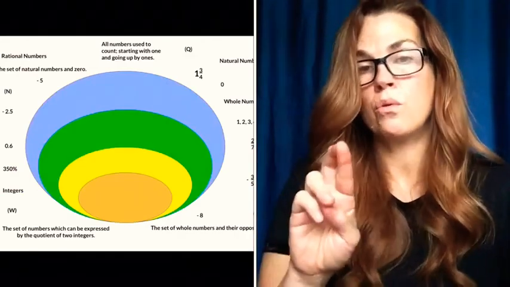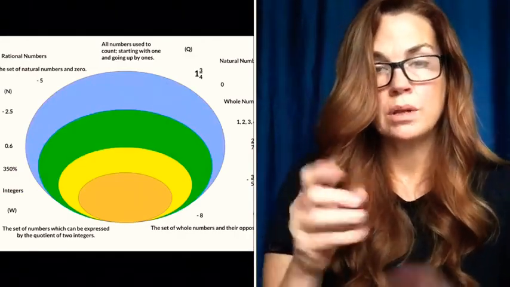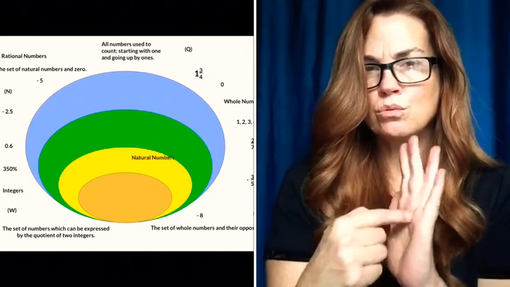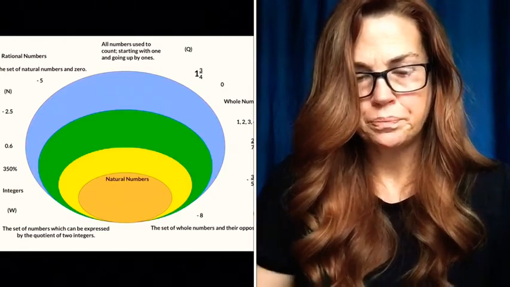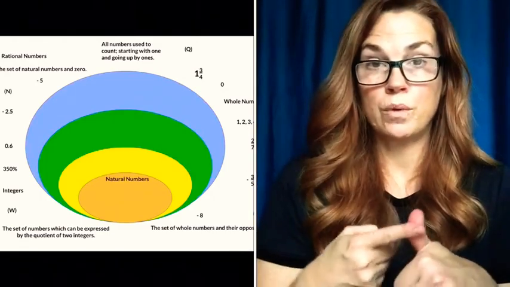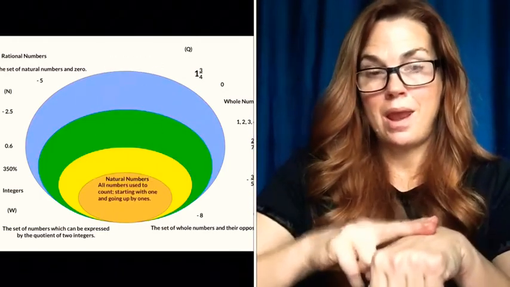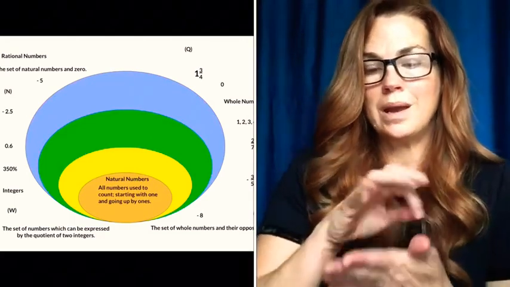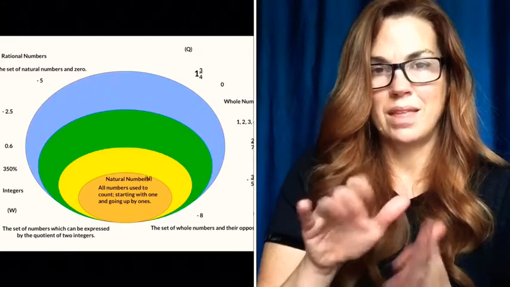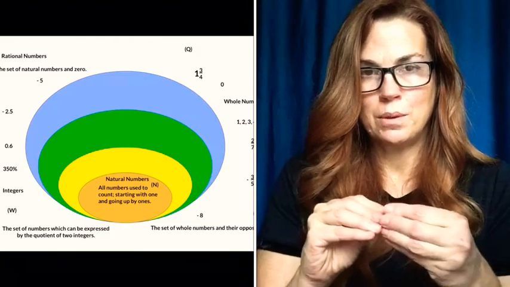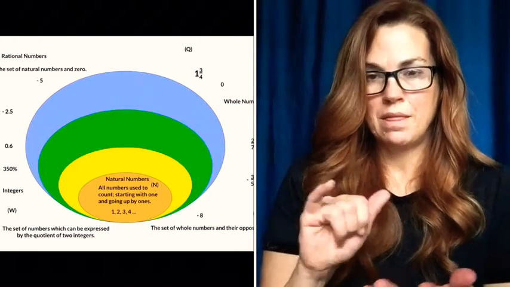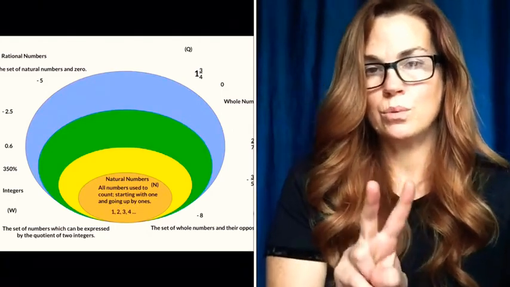Let's see if we can work together to build the set of numbers. So let's start with the smallest set, natural numbers. You may remember that natural numbers are all those numbers you use to count, the numbers you learned first. Natural numbers use the symbol N and include numbers like these: 1, 2, 3, 4, and so on.